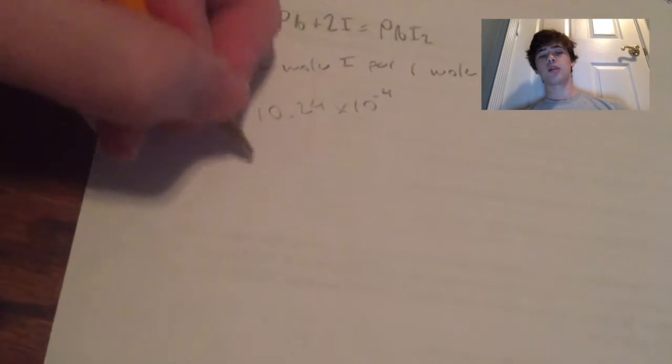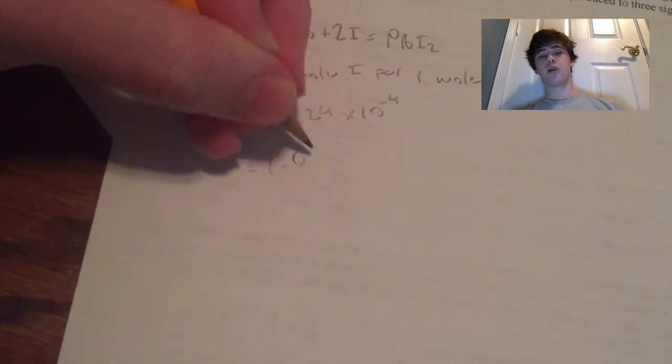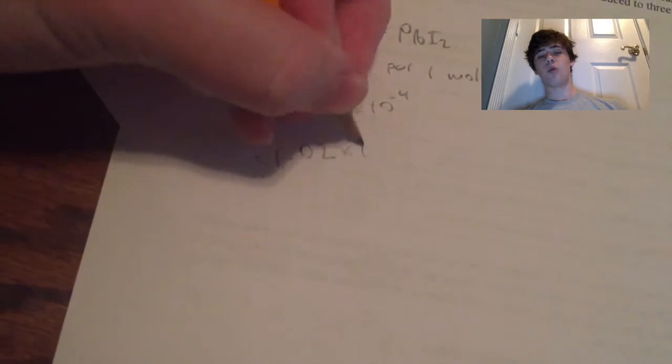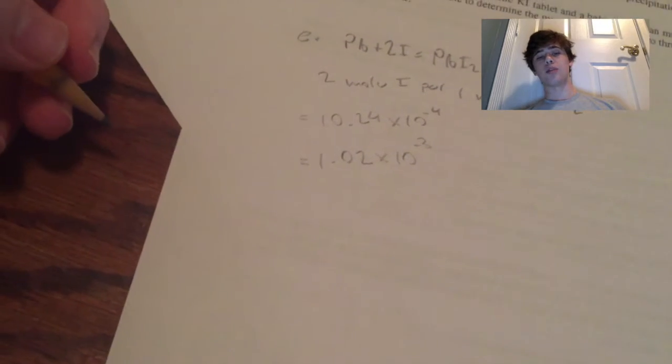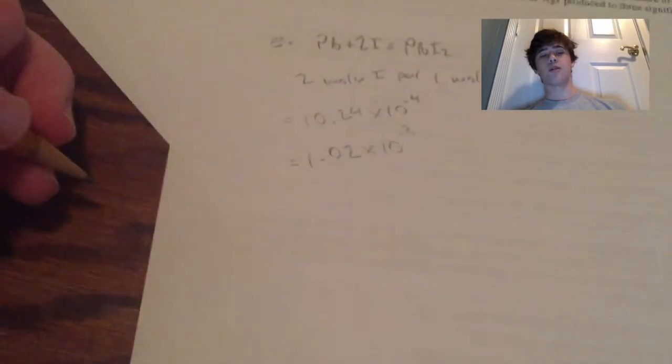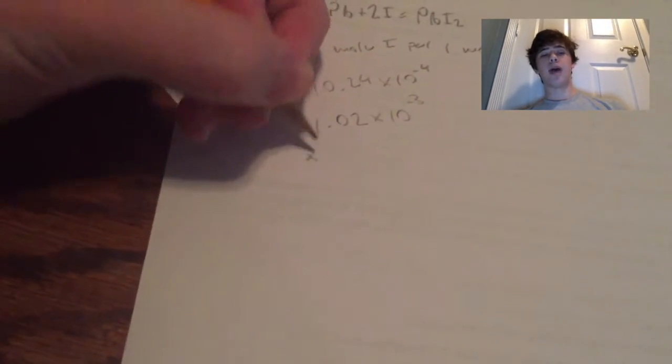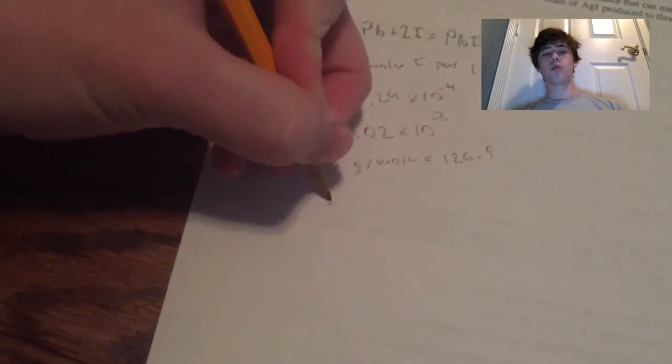moles. But because this is scientific notation, let's divide this by 10 and then add 1 to the exponent. So now we get 1.02 times 10 to the negative 3rd. Remember, we're maintaining our sig figs. Then we're going to multiply that by the number of grams per mole of iodine. This is sort of the reverse of the previous problem. If you look at your periodic table, you'll see that the number of grams per mole of iodine is 126.91. So we get 1.02 times 10 to the negative 3rd times 126.91, and that gives us 0.13 grams of iodine.